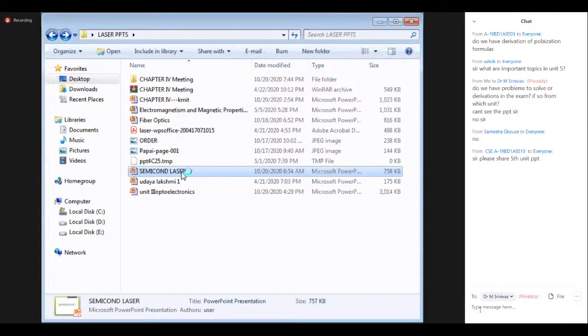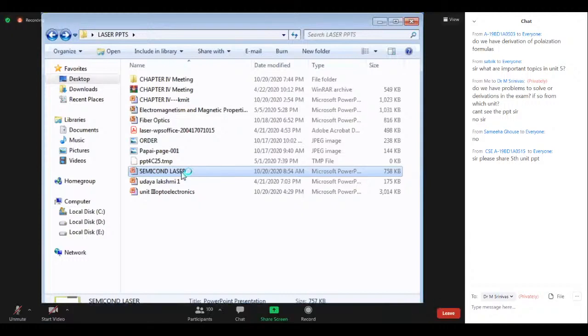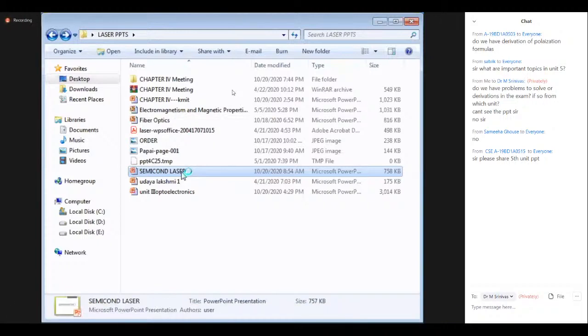Now, the difference is, in a homogeneous semiconductor laser, the PN junction, which is the active medium, is made with the same type of material. For example, P-type material is made with gallium arsenide, N-type also is made with gallium arsenide. So the PN junction is the active medium. In a homogeneous semiconductor laser, both P and N are made with the same semiconductor material, for example, gallium arsenide. In case of a heterogeneous semiconductor laser, P is made with gallium arsenide and N can be made with cadmium telluride. So P is a different material, N is a different material. This is the only difference between homogeneous and heterogeneous laser.